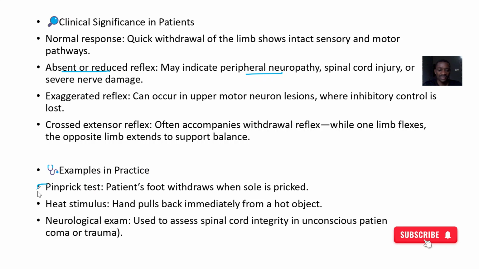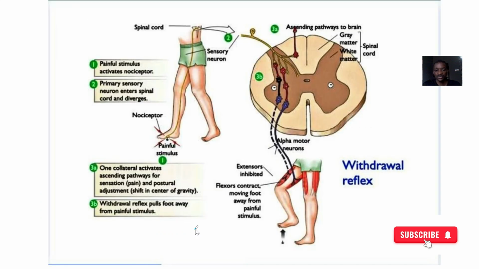Examples in practice include pinprick tests, heat stimulus tests, and the hand pulling back immediately from a hot object. So overall, what is it used for? All those neurological examinations. So that's a very important picture. You can pause to observe it.